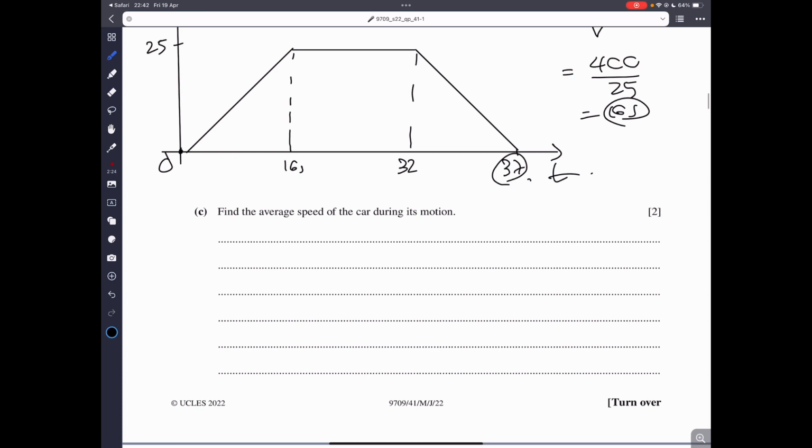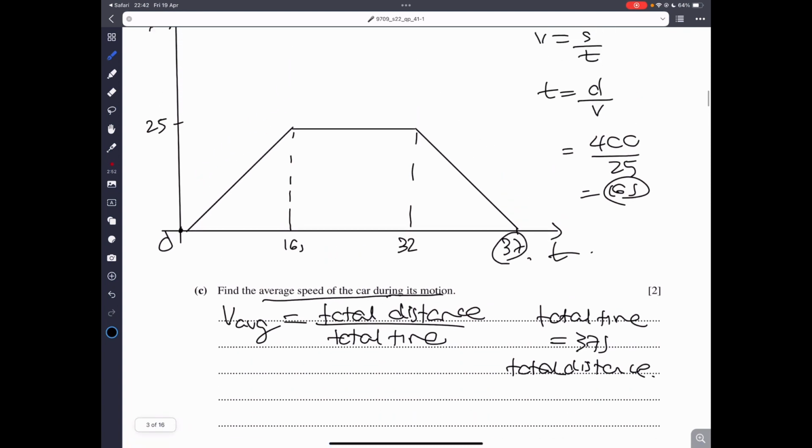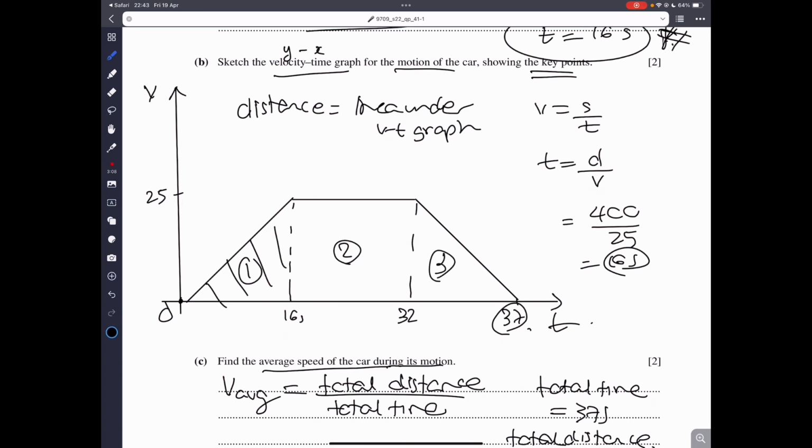C, find the average speed of the car during its motion. So the average velocity is basically the total distance divided by the total time taken. The total time, from the graph, is 37 seconds, and the total distance is the sum of all these areas. Remember, the distance is the area under the VT graph, so part 1 plus part 2 plus part 3.